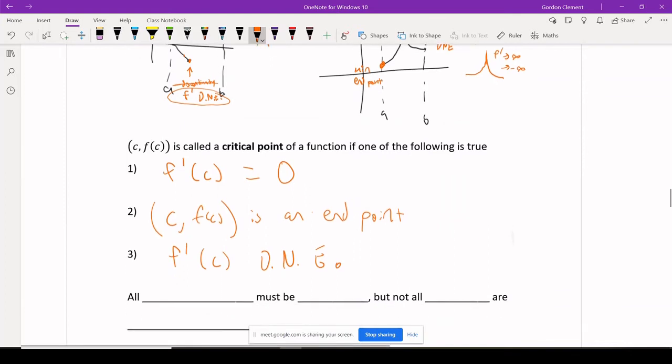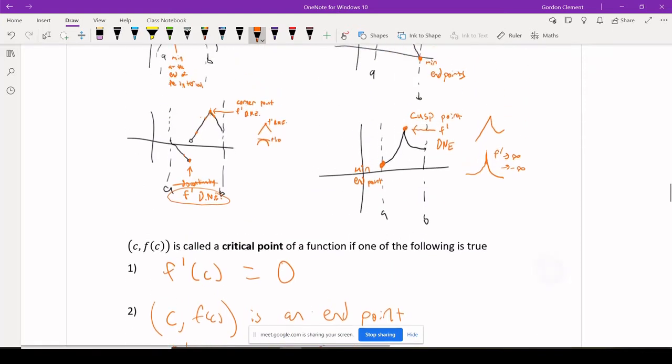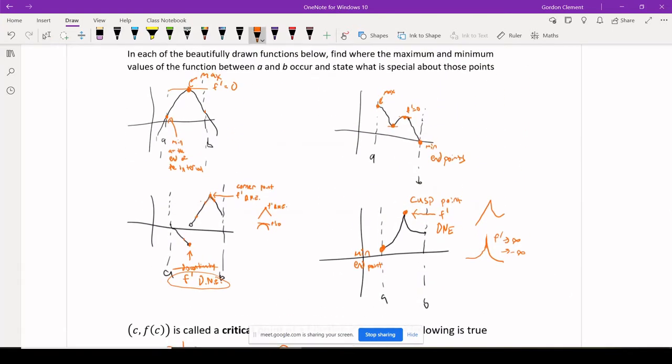And our idea here is all max/mins must be critical points, but not all critical points are necessarily the max or the min. So, for instance, these would be considered critical points, but they don't fit. So where these turning points that were kind of in the middle, they're not the absolute max or min, they are still critical points.